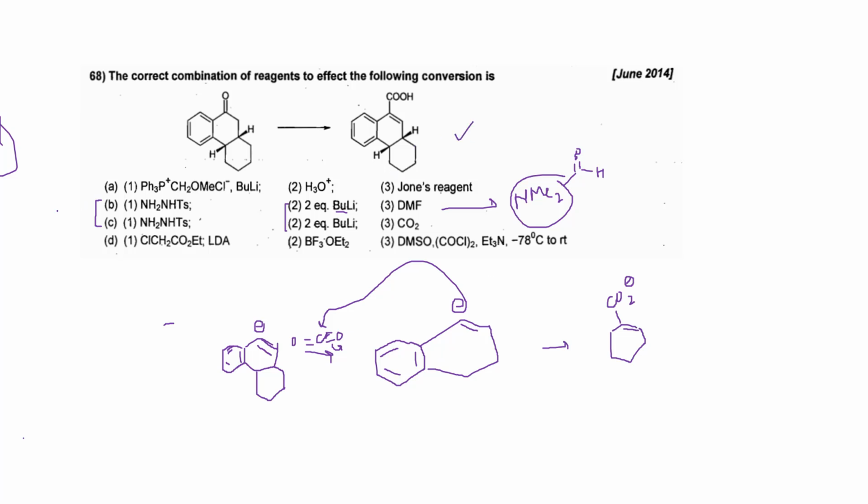So what will be the correct option? Option C. Whenever you see an incorporation of a carboxylic group, you can get an idea that we have to use carbon dioxide as our synthetic equivalent. And if you see an aldehyde group, then you can use DMF as our synthetic equivalent. So this much for today's class.